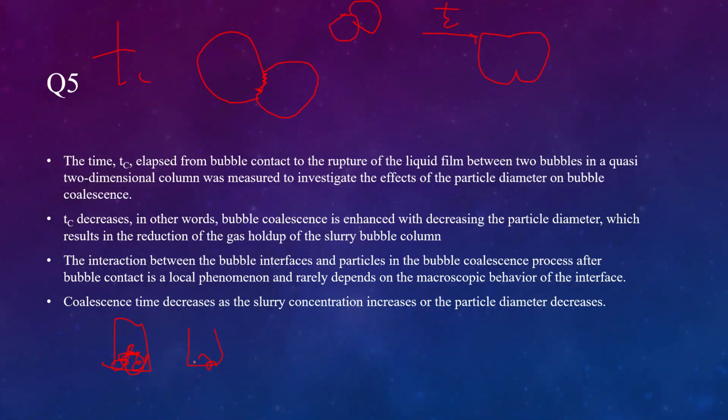So actually we'll quickly go through this. The thing is, when the particle size decreases or the slurry concentration increases, the chances of the bubbles coming in contact with each other is increased. So the chances for the rupture of the film between the bubbles are also increased. Therefore, the coalescence time is decreased. We'll go to question 6.